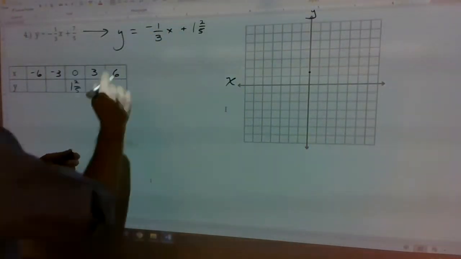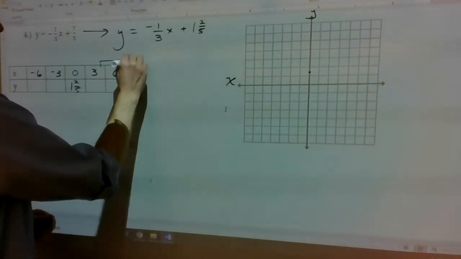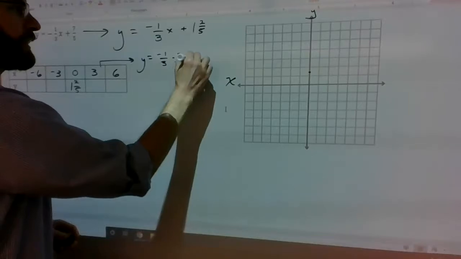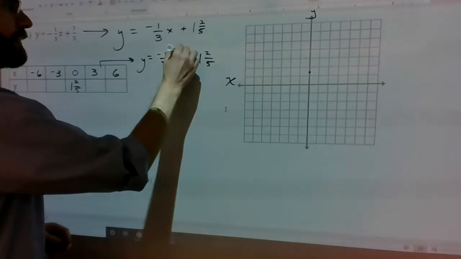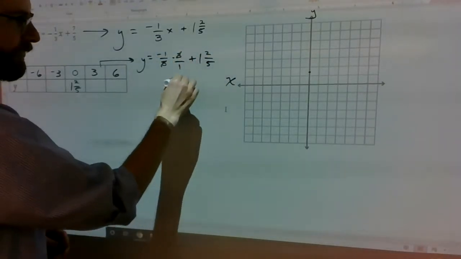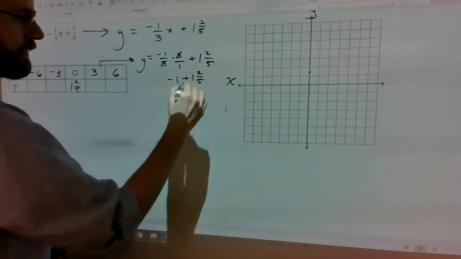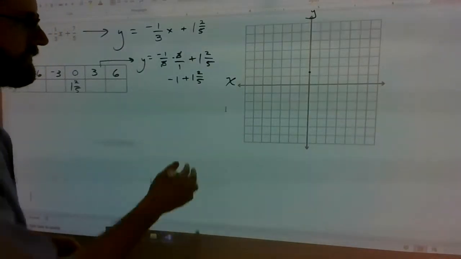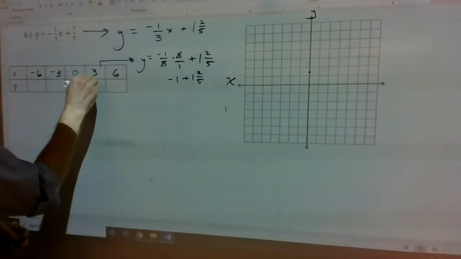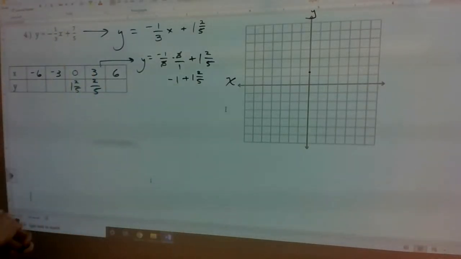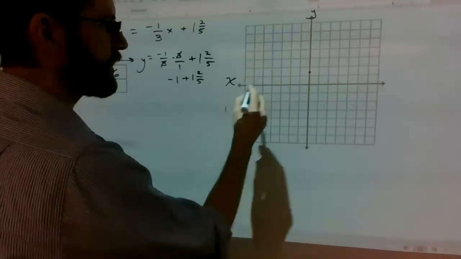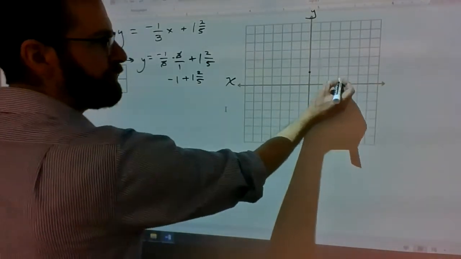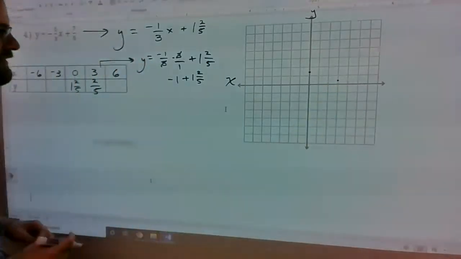Second point, y equals negative 1/3 times 3/1 plus 1 2/5. That's going to be negative 1 plus 1 2/5. What's the difference between 1 and 1 2/5? 2/5. Okay, so you're going to go right 3 units, up 2/5 of a unit. Interesting.